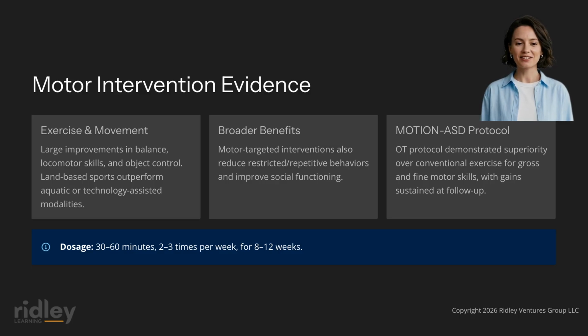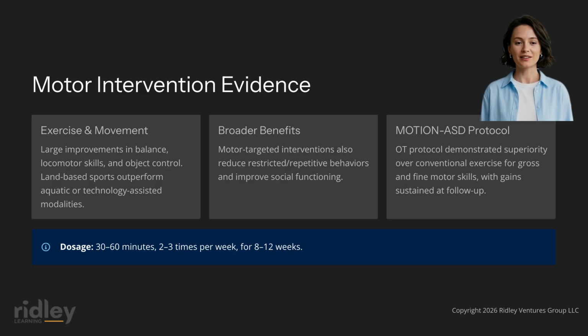Now let's look at the evidence for motor interventions and specific prescription parameters. Exercise and movement-based interventions produce consistently large effects in autistic pediatric populations. Feng and colleagues' 2026 meta-analysis of 16 studies with 493 children reported large and highly reliable improvements in balance, locomotor skills, and object control, all of comparable magnitude and all with strong statistical confidence that the effects are real and not attributable to chance. Land-based sports outperformed aquatic or technology-assisted modalities.